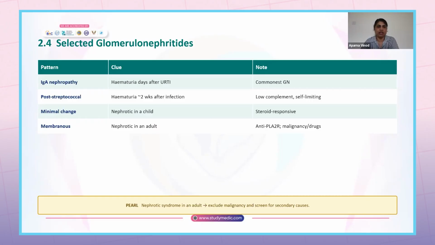For minimal change disease, it is the most common reason of nephrotic syndrome in a child, which is responsive to steroid. Membranous nephropathy is a reason for nephrotic syndrome in an adult, but this will involve antibodies. Therefore, you should look for anti-PLA2R antibody, and it is also often associated with malignancy or drugs.